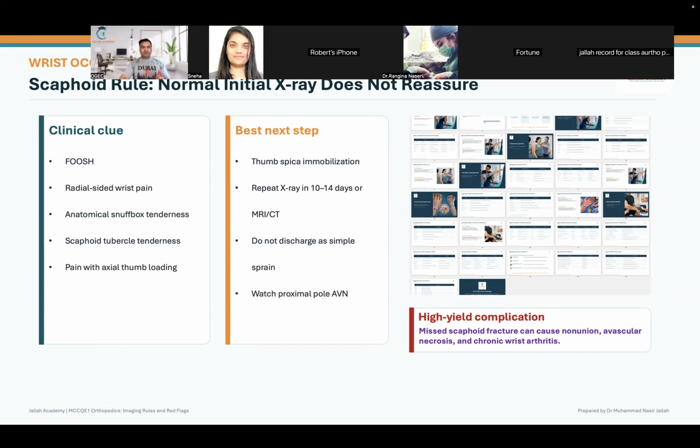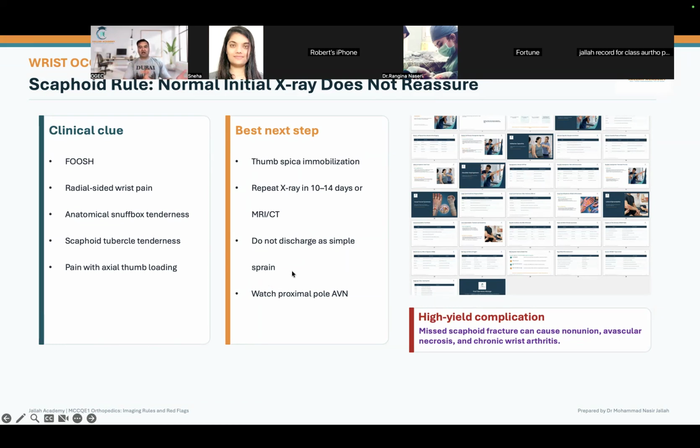They give you all the clinical clues, all of them, except for the X-ray, which is normal. And then they will ask you, what is your best next step? The best next step would be the thumb spica immobilization. And if they also include this in the scenario, what is the next step? To do a follow-up X-ray within 2 weeks or in 10 to 14 days. Or if the X-ray is not available or not helping, then you do the MRI if things are getting worse. Do not discharge as a simple sprain.